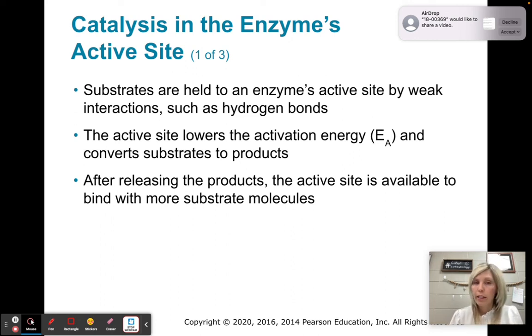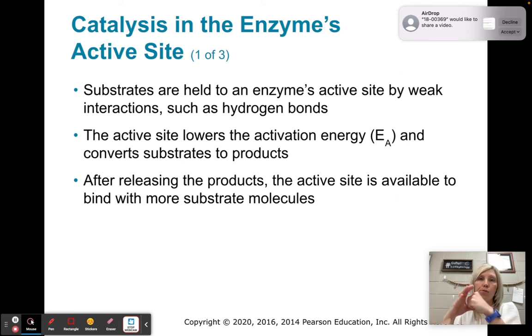It's not going to change what product is formed. It's not going to change the amount of free energy that's available or not available at the end of the reaction. Again, it only changes the amount of activation energy needed to start the reaction, and it, in fact, always lowers it. Okay, after releasing the products, the active site is available to bind with more substrate molecules. So that goes back to our original point that the enzyme is not consumed by the reaction itself.